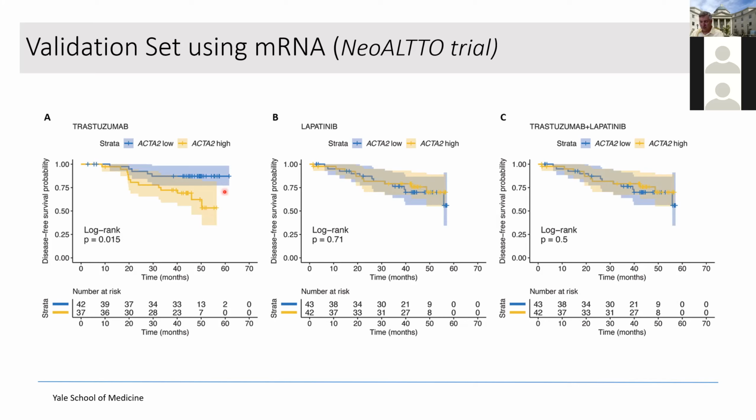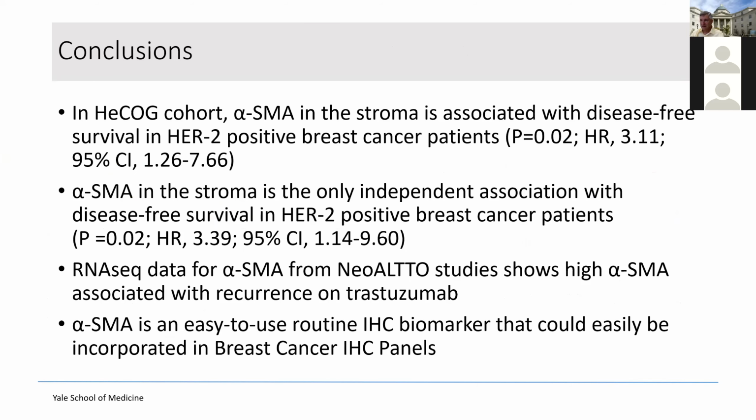So finally, to conclude, it's not advancing. There we go. In the HECOG cohort, alpha SMA in the stroma was associated with disease-free survival in HER2-positive breast cancers. The stroma alpha SMA was the only independent association with disease-free survival, and that RNA-seq data from the NeoALTTO study was used ultimately to validate our findings in the HECOG study.